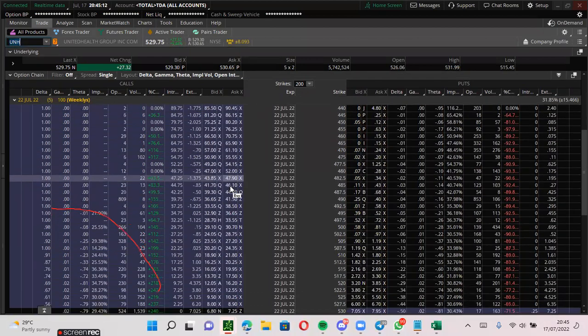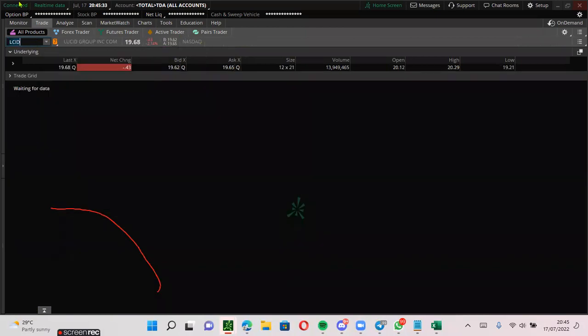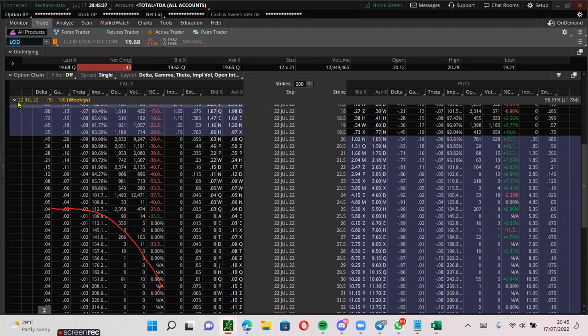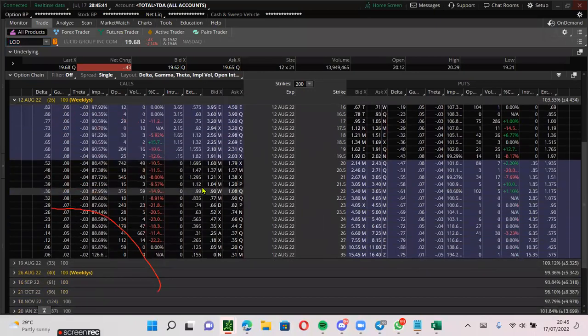Okay, if you look at some of these, like United Healthcare, I know you need to have a good premium to sell some of these contracts. But if you look at some of the stocks like Lucid, so again, you can sell 12th August.